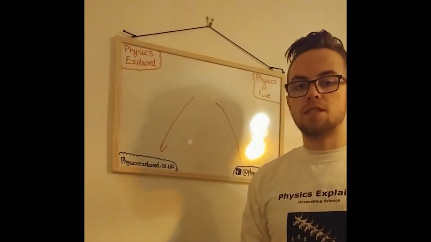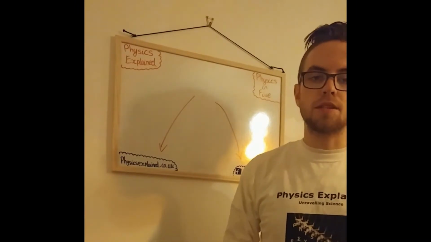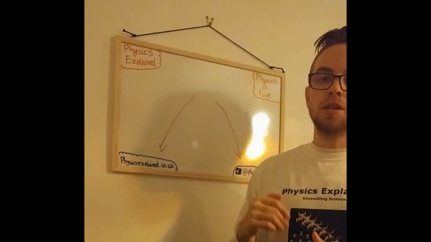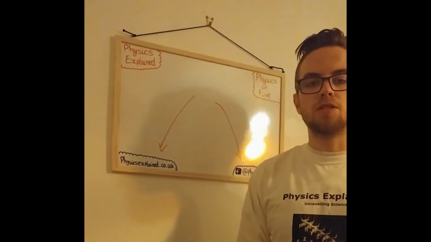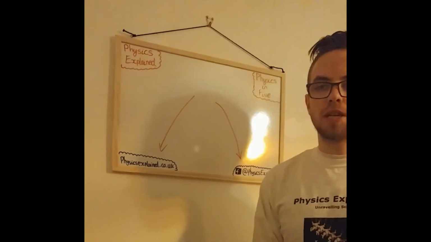So there you go guys, that's instantaneous and average velocity explained for you. Next week we'll be looking at average acceleration and instantaneous acceleration, and then we'll be moving on to look at other aspects of Newtonian mechanics.